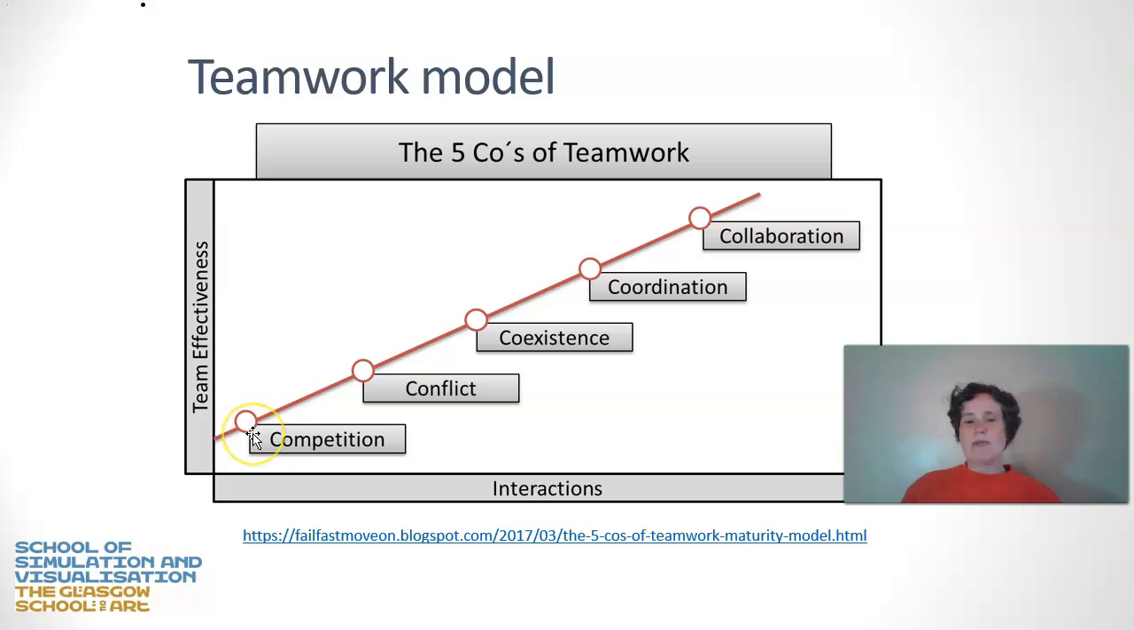So competition is when the team members are actively in rivalry with one another. Conflict refers to when you might have the same goal, but you're approaching it in a different way, and the conflict arises from these different ways of approaching what is in fact a common goal. Coexistence, you're learning to tolerate each other, but it's still not very fruitful.